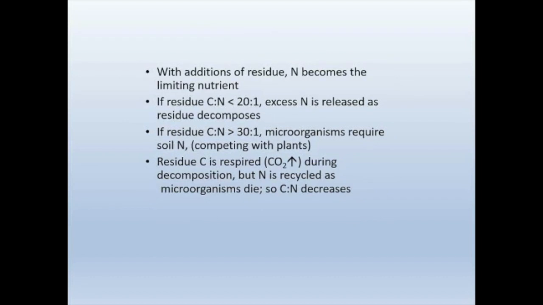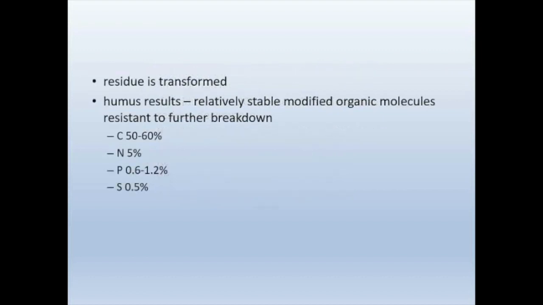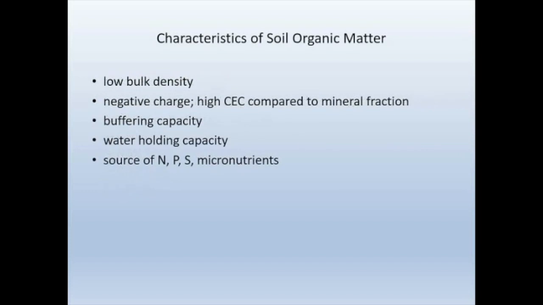If our C to N ratio is less than 20 to 1, we'll get N release. If we get up above 30 to 1, we'll start to sequester N for a period, and organic matter won't break down. What we're driving toward, what we'd like to get is humus, very stable organic matter. If you look there, it's got a C to N ratio of 10 to 1 to 12 to 1.